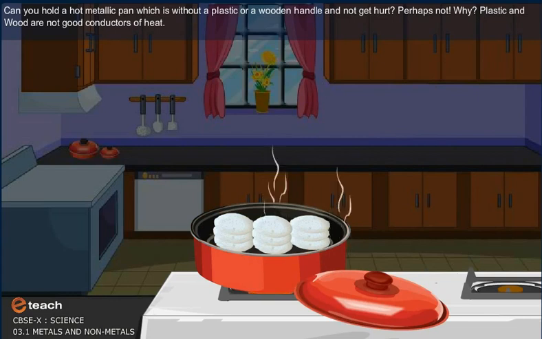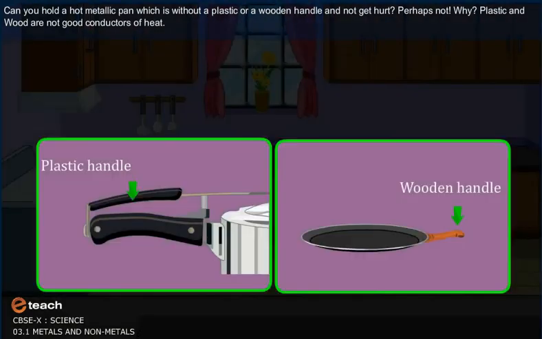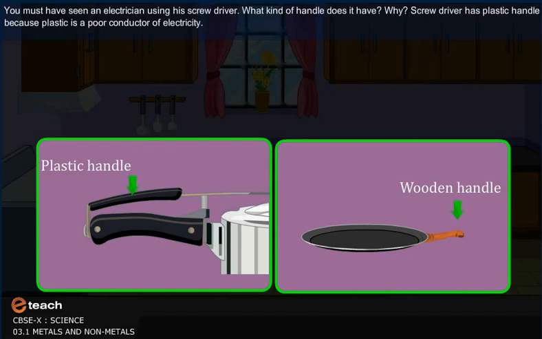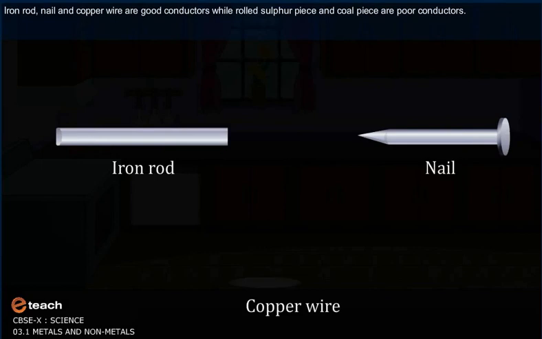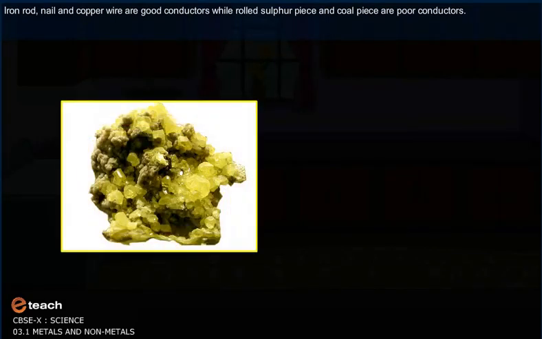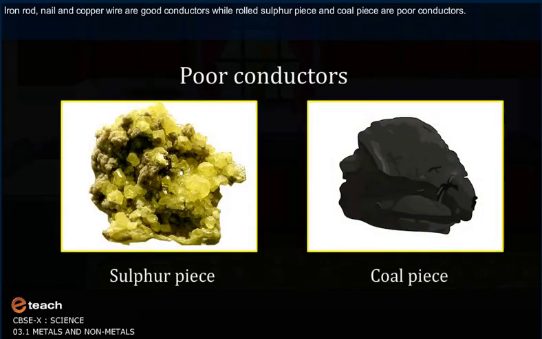Can you hold a hot metallic pan which is without a plastic or a wooden handle and not get hurt? Perhaps not. Why? Plastic and wood are not good conductors of heat. You must have seen an electrician using his screwdriver. What kind of handle does it have? Why? Screwdriver has a plastic handle because plastic is a poor conductor of electricity. Iron rod, nail and copper wire are good conductors while rolled sulfur piece and coal piece are poor conductors.